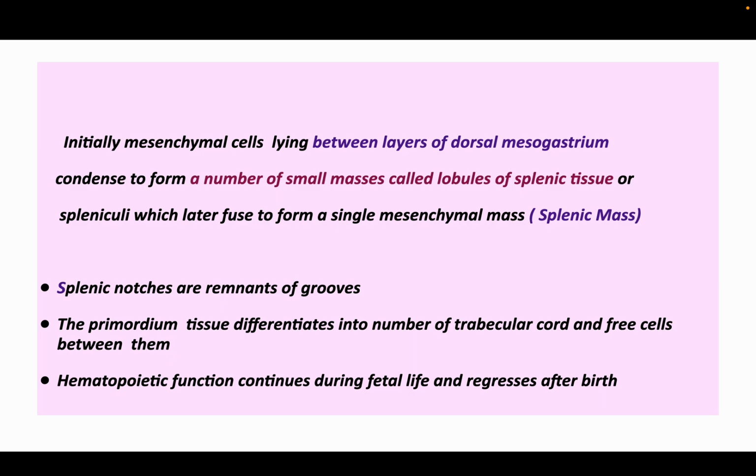Initially, the mesenchymal cells lying between the layers of the dorsal mesogastrium condense to form a number of small masses called lobules of splenic tissue or spleniculi, which later fuse to form a single mesenchymal mass. We call it the splenic mass. The splenic notches which are seen in the spleen when it is completely formed show the remnant of grooves. The primordium tissue differentiates into a number of trabecular cords and free cells between them. Hemopoietic function continues during fetal life and it regresses after birth.